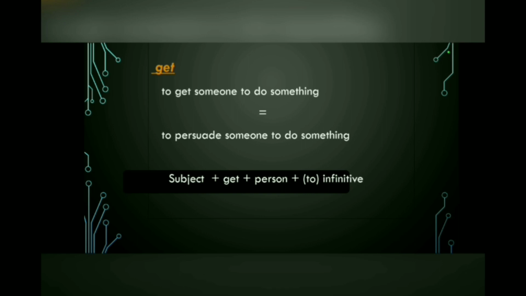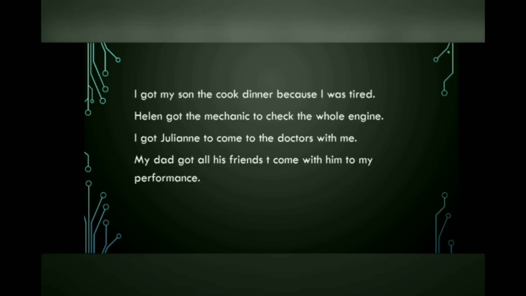Let's move on to get. Now, when you get someone to do something, it means you persuade them to do something. The structure is subject, get, person, to infinitive.